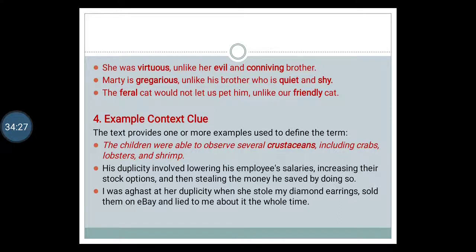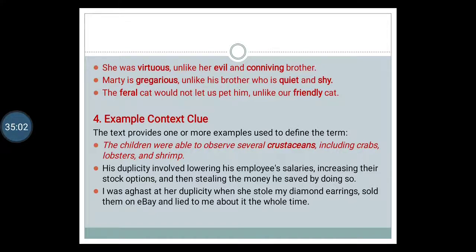Then I was aghast by her duplicity when she stole my diamond earrings, sold them on eBay, and lied to me about it the whole time. So you can see, being duplicitous has nothing to do with something being good. The first example shows us how he lowered his employees' salaries, increased their stock options, and stole the money. Here again, we're seeing that duplicity means stealing, and even doing so many things that are not good at all.